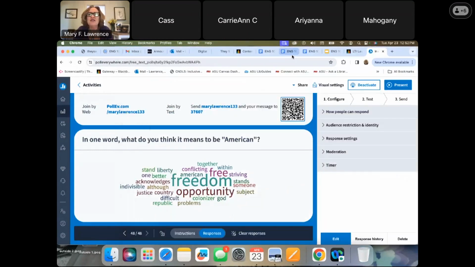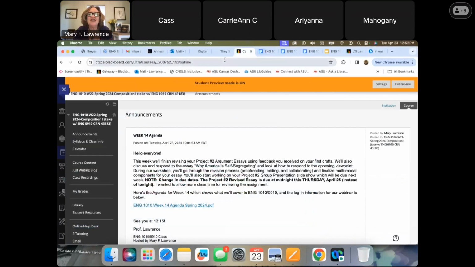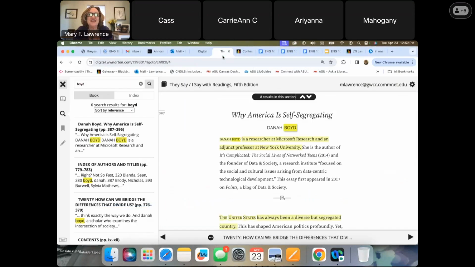So this author, let me try and open the right one. This author is talking about the internet and social media and how they're very divided, particularly ever since the previous administration. This essay was written in 2017, right when former President Trump took office. And then things shifted quite a bit. She is a researcher at Microsoft.